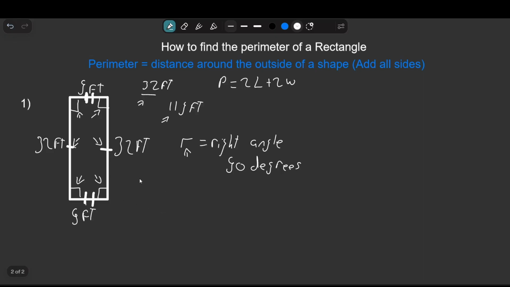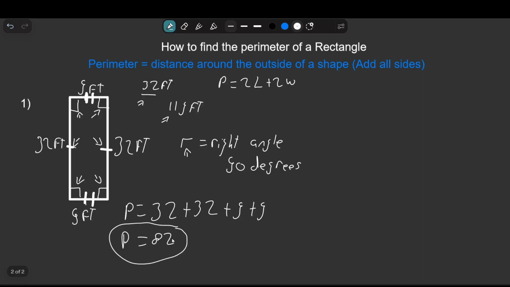Okay, now let's go on with the perimeter of the rectangle, and we're just going to do the two methods again. First of all, we're just going to add them up: 32 plus 32 plus 9 plus 9. So 32 plus 32 equals 64, plus 9 plus 9. So 64 plus 18 equals 82. So our perimeter is 82.